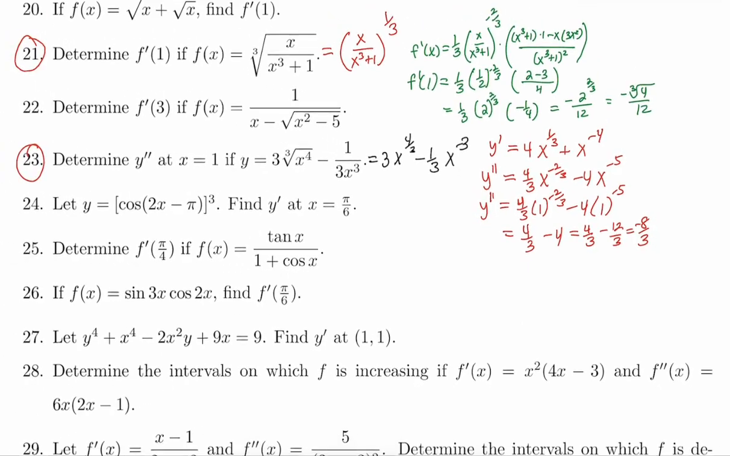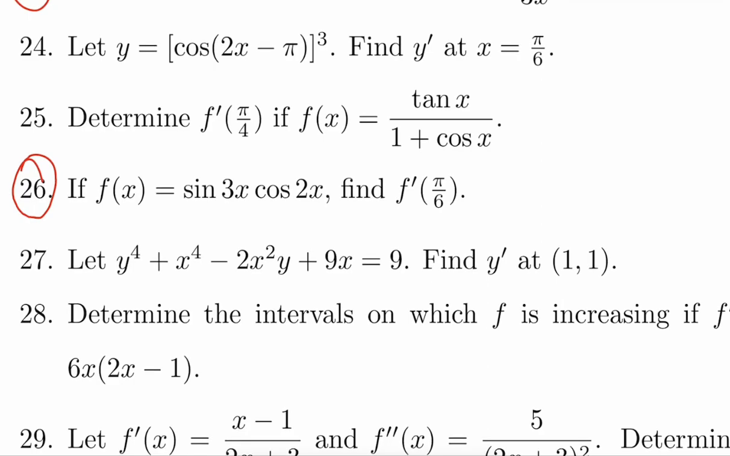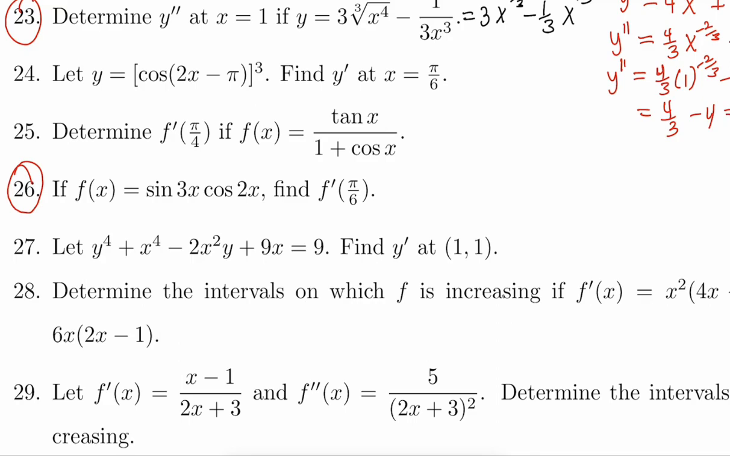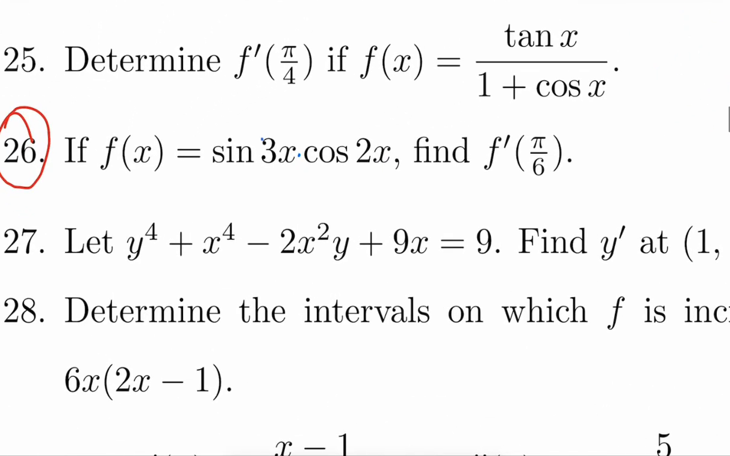Okay, let's jump now to 26. It says, if f of x is the sine of 3x times the cosine of 2x, find f prime of pi over 6. Okay, so let's talk about how we do that one. To do that one, put a dot between them. That is a product rule, but it does have a chain in it. This is the sine of 3x, the cosine of 2x. There is a constant stuck inside, okay?